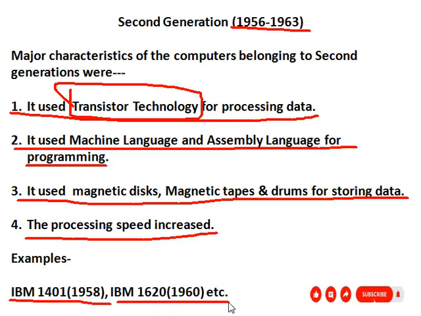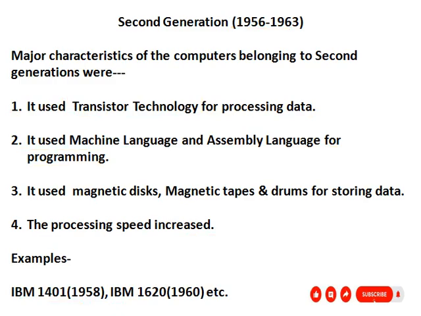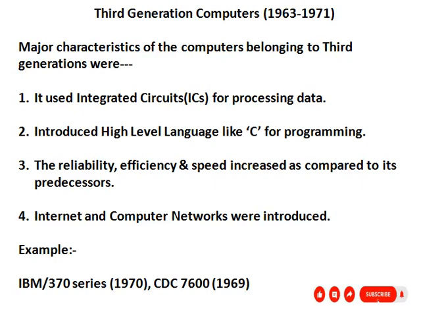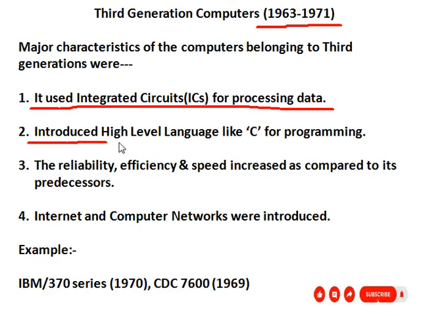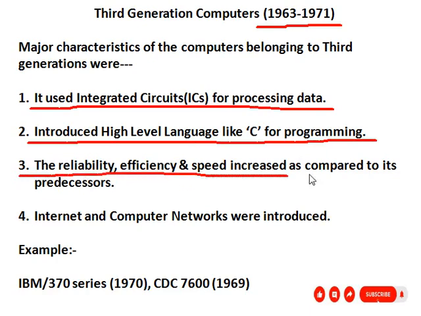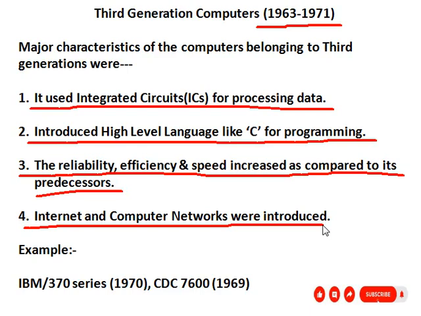Our next generation is third generation. Third generation computers range from 1963 to 1971. The major characteristics of third generation computers: number one, it uses integrated circuits, that is ICs, for processing data. Next, it introduced high-level languages like C and C++ for programming. Number three, the reliability, efficiency, and speed increased as compared to its predecessor. Next, the internet and computer networks were introduced. The internet was introduced in 1969.